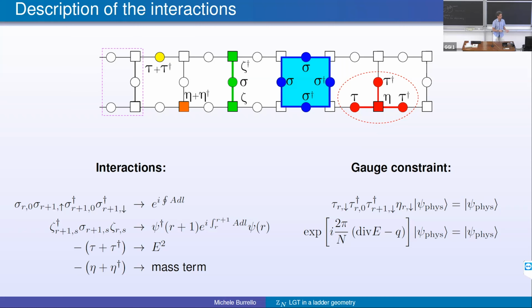So for the moment, what I'm going to do is to consider a setup in which I take just the subspace of the Hilbert space in which all these gauge constraints are equal to 1, which means that I do not have any static charge in my model. Then I may introduce static charges to see confinement properties. Okay? So, yes, sure.